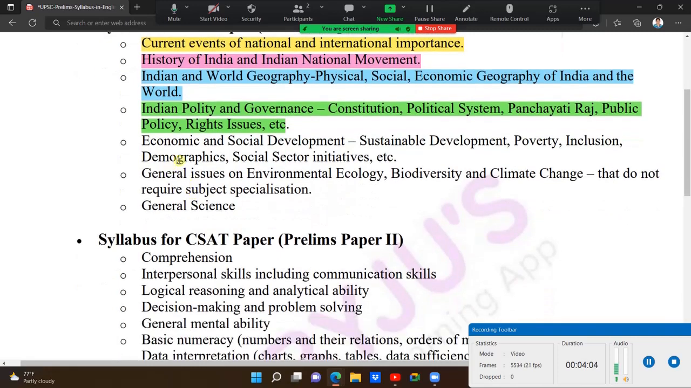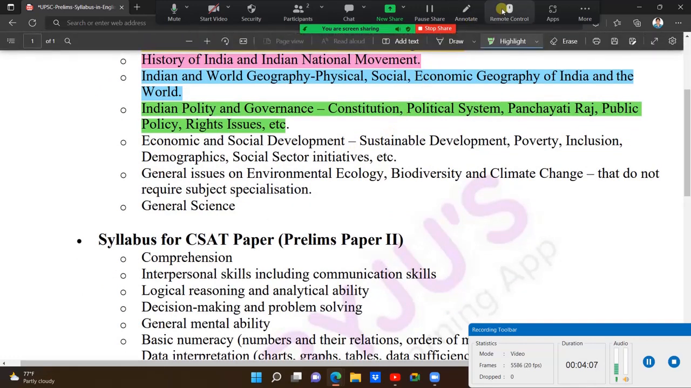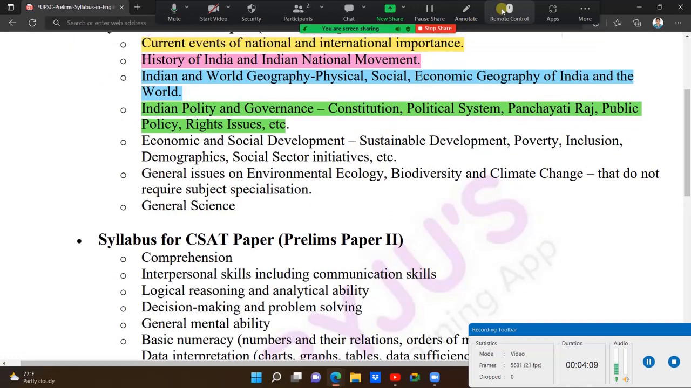This is economy. Economic and social development, sustainable development, poverty, inclusion, demographics, social sector initiatives. Social sector initiatives are nothing but NGOs, non-governmental organizations. We have different NGOs, what they have started them for and what their initiatives are. Like that we have to cover economic and social development also.